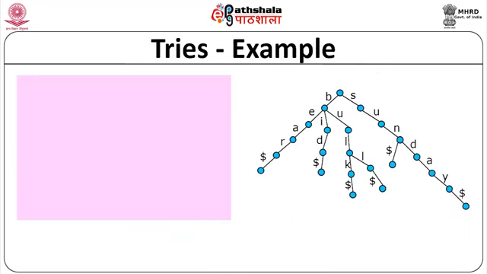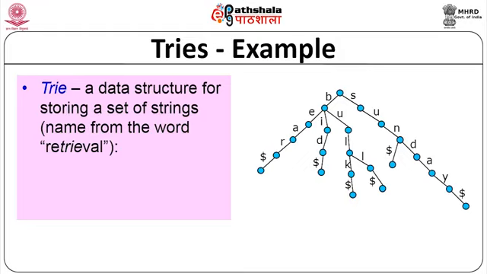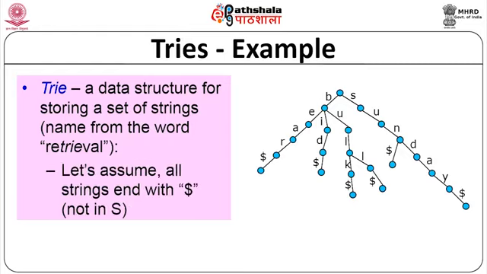Now, let us take another example to understand this a little better. As we have already discussed, a trie is a data structure for storing a set of strings, and the name comes from the word retrieval. Let us make a small assumption that all the strings end with dollar. That is not in the set S of words, and we assume that dollar does not come as a valid character in any of the words.